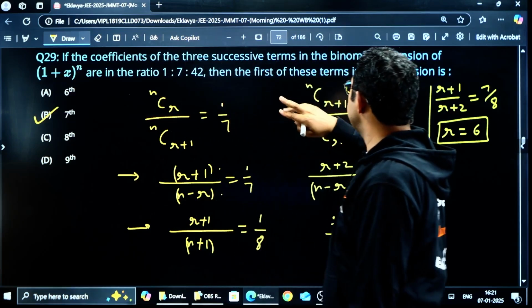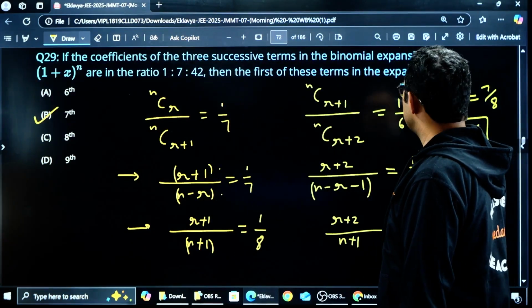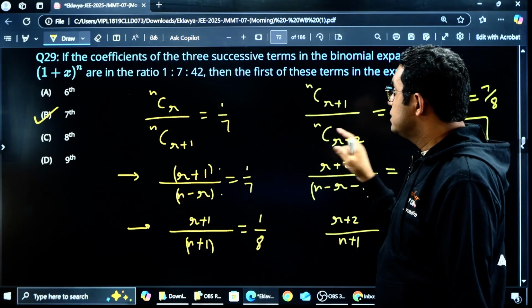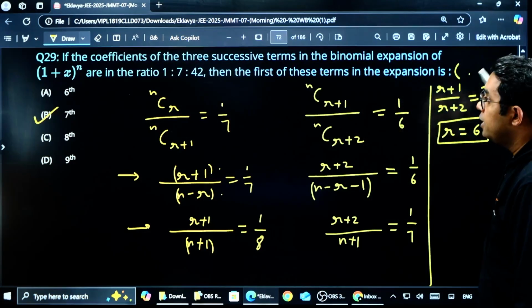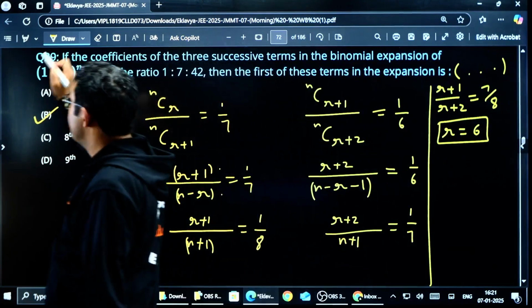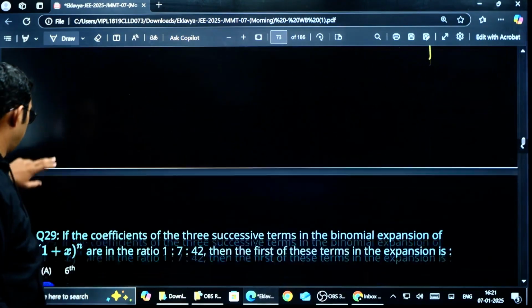If the coefficients of the three successive terms are in the ratio, then the first of these terms in the expansion is the 7th term of the expansion. I think some language has to be added. I will get it done. So the answer should be B here. Yeah, B.